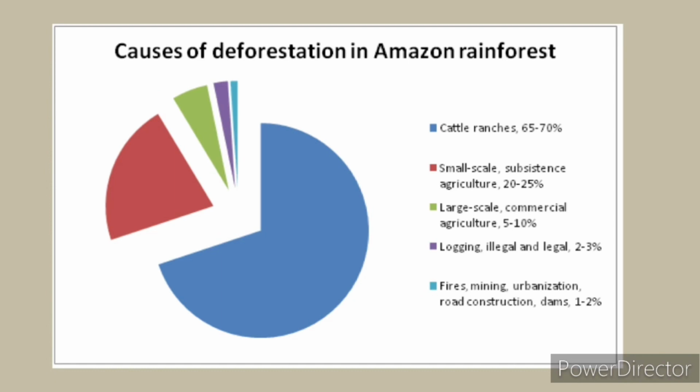The first, na may malaking contribution dito, ay ang cattle ranches na 65 to 70%, at sinusundan ng small scale subsistence agriculture na 20 to 25%, and large scale commercial agriculture 5 to 10%. And the next is the color purple, logging illegal and legal 2 to 3%, and fire, mining, urbanization, road construction, dam na may 1 to 2%.